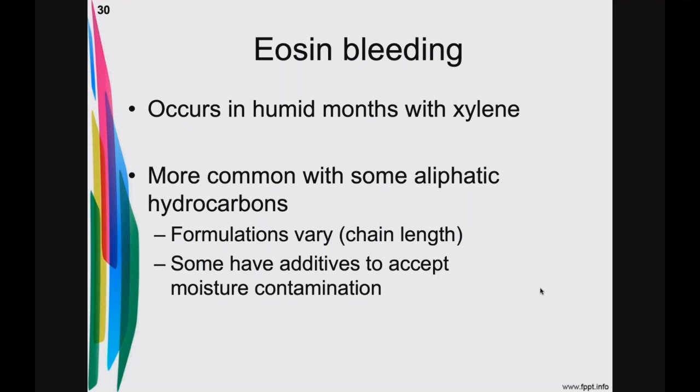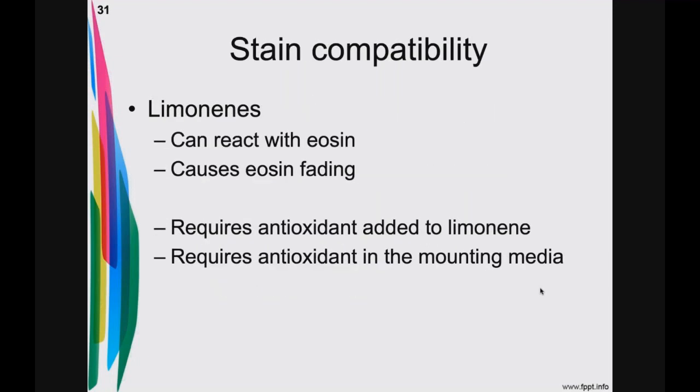Now, the eosin bleeding, we already know it happens with xylene. Since the aliphatic hydrocarbons and the limonenes can't hold much water, if you carry over your final 100% in staining has any degree of water in it, the aliphatics can't absorb it to the degree xylene can, and you can get the eosin bleeding. Now, the formulations of the aliphatic hydrocarbons out there vary, and there are going to be those that market themselves and say you've got to make sure that you have anhydrous alcohols. But there are some of the aliphatic hydrocarbons on the market where the manufacturer has put an additive in so that the additive will absorb the moisture, just like xylene would. So shop around. If you like the odorless ones, go find the aliphatic hydrocarbons that have the additive in there to mimic what xylene can do. And that way you can eliminate the eosin bleeding.